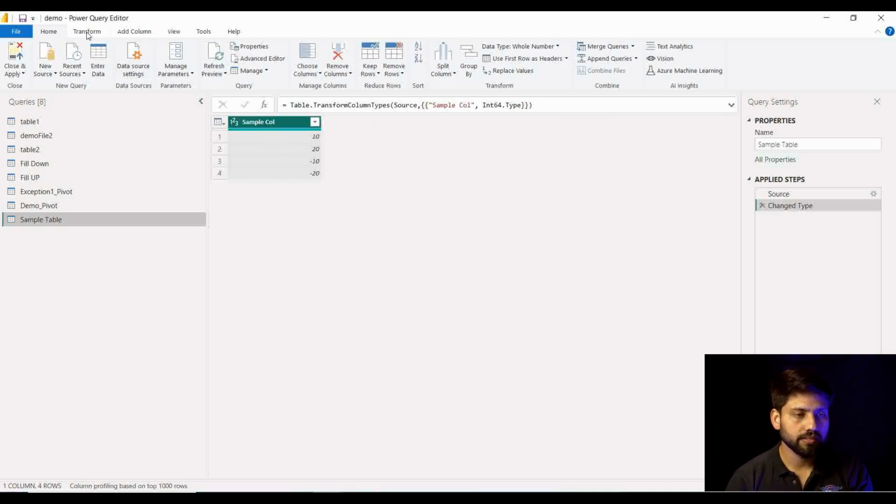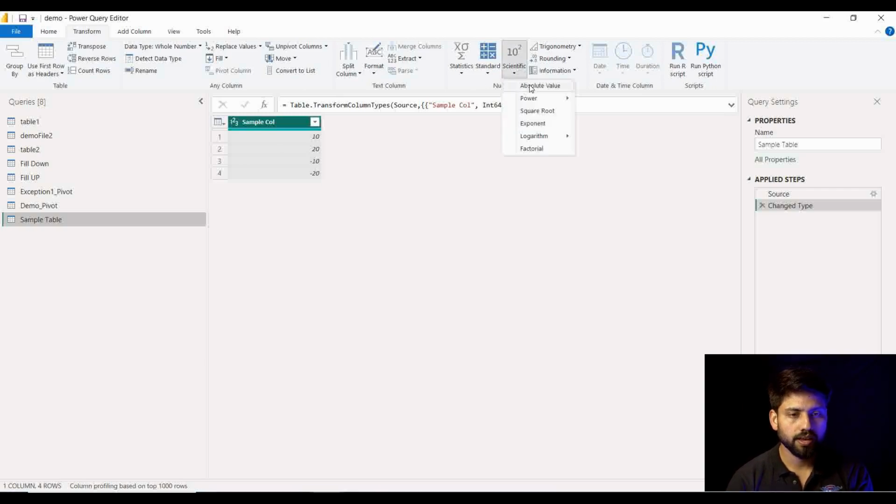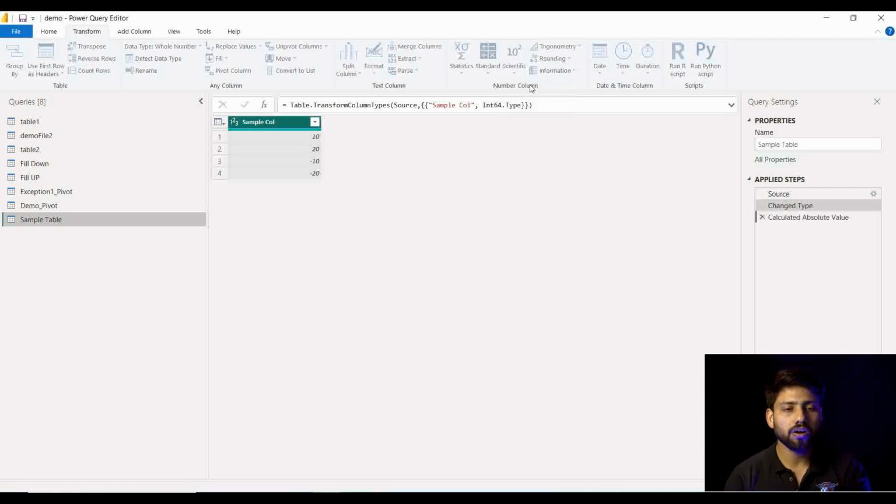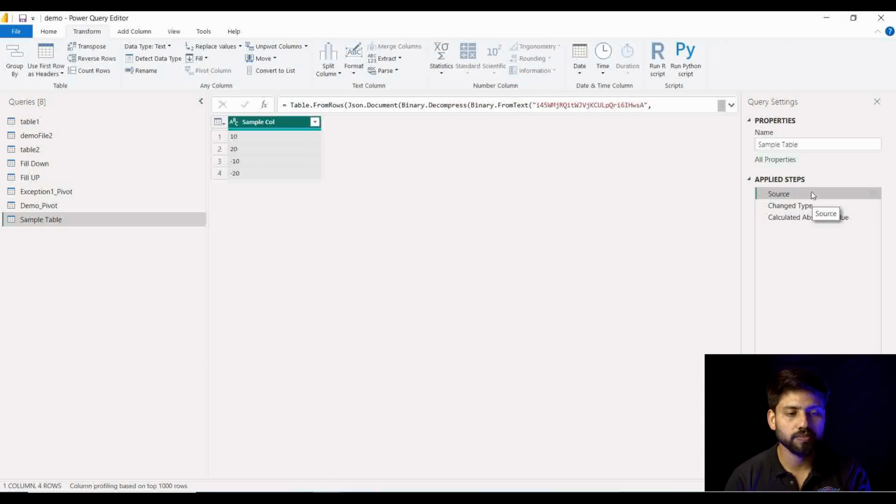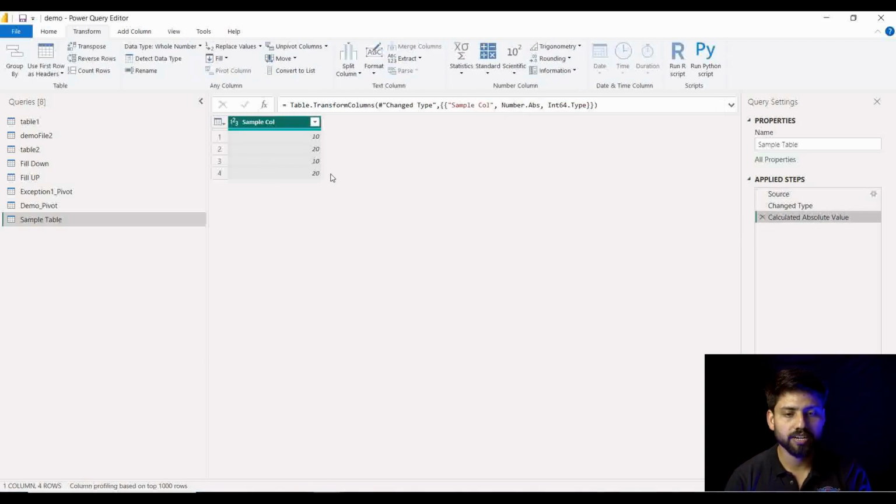So what I will do now is navigate to the Transform section. There is Scientific and then Absolute Value. Basically, what this functionality does is, whatever number is inside your column, it will take its absolute value. That means if the number is negative, it will make it positive. If it is positive, it will stay positive. So any negative integer will be converted to a positive integer. That is the meaning of absolute in basic mathematics as well. On applying absolute value, you can see that whatever was negative has been changed to positive. That's the functionality of absolute value.